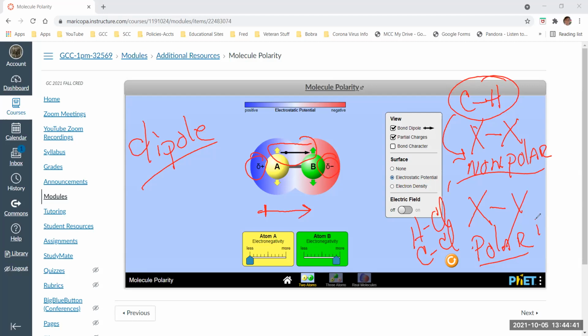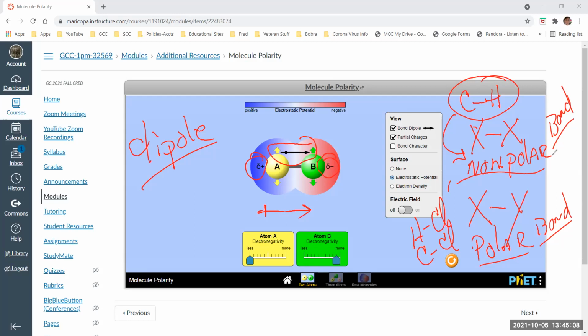We're talking just about the bonds right now, because we're going to eventually look at the overall effect that the polar bonds have on the molecule, which would then tell you whether the whole molecule is polar or not, depending on the type of bonds it has. But more on that later. The important thing here is electronegativity. This is what's happening.